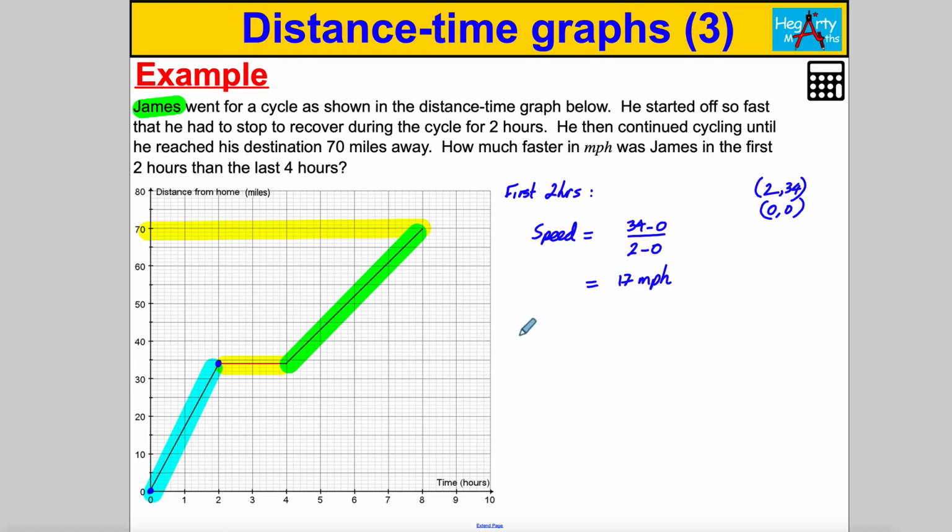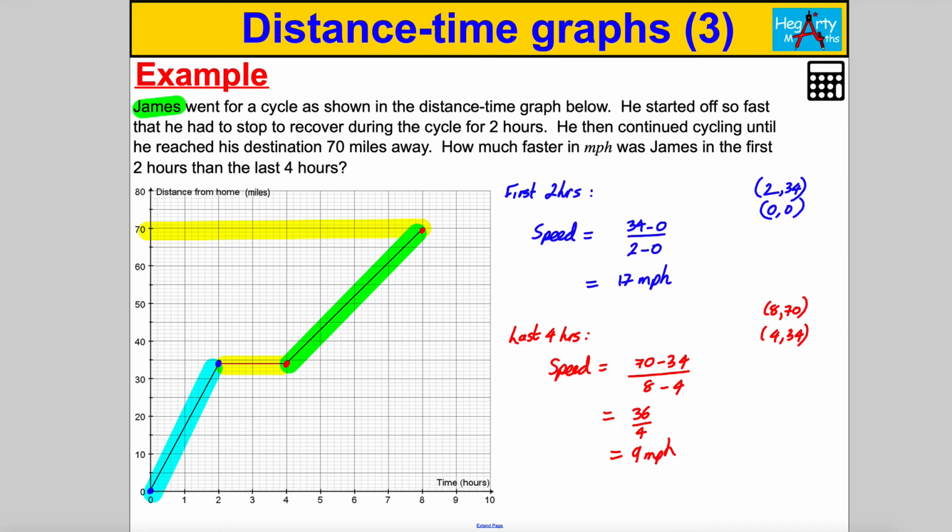His last 4 hours, let's do in a different color pen. Well, he starts here at 4, 34 and he finishes up here at 8, 70. So the speed is going to be the difference in y's, which is 70 take away 34, divided by the difference in x's, 8 take away 4. That's going to give us 36 over 4, which is going to give us 9 miles per hour.